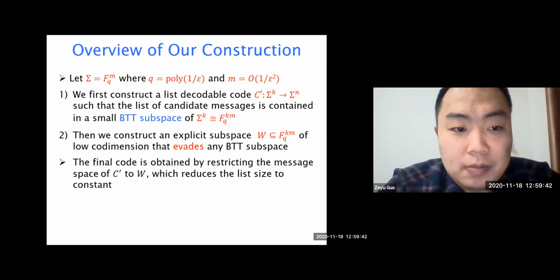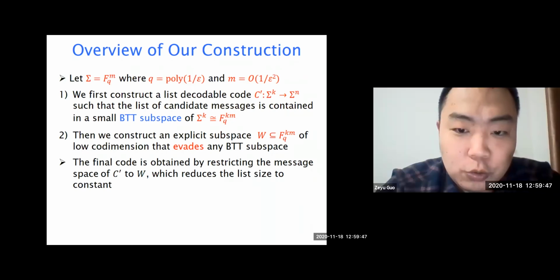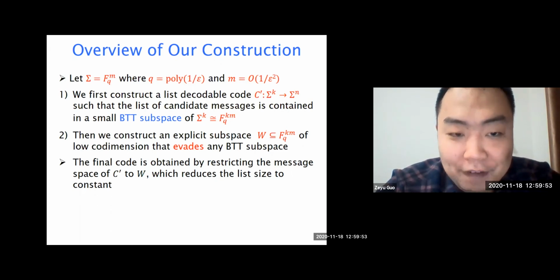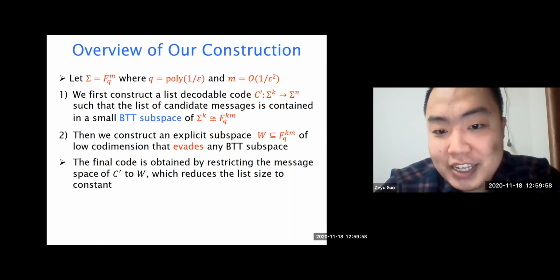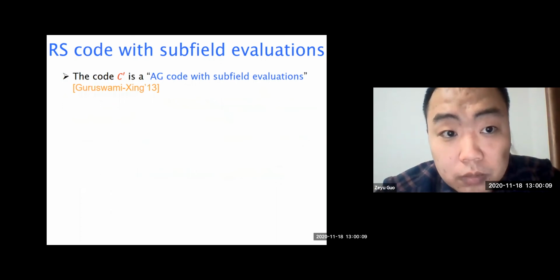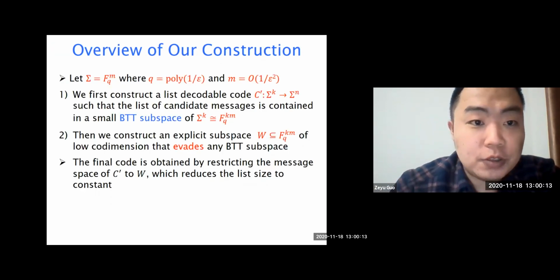And then we restrict the message space of the preliminary code to this evasive subspace. And then after the restriction, we know that the list after the restriction must be contained in the intersection of the evasive subspace and a BTT subspace. And because of the evasiveness, we know that the list size must be constant. So this is an overview of our construction. And so let me first explain the first step where we construct the preliminary code.